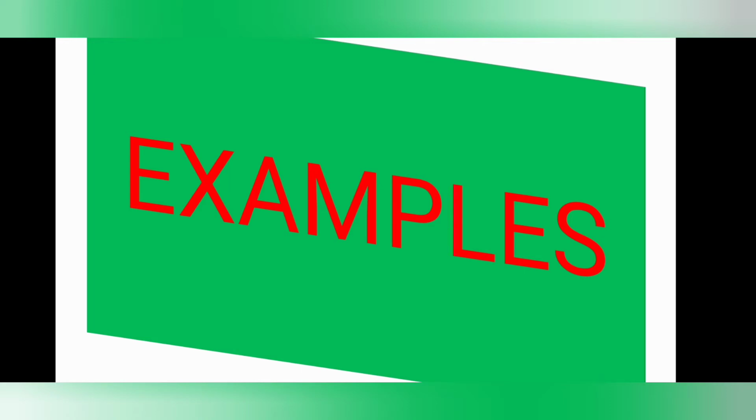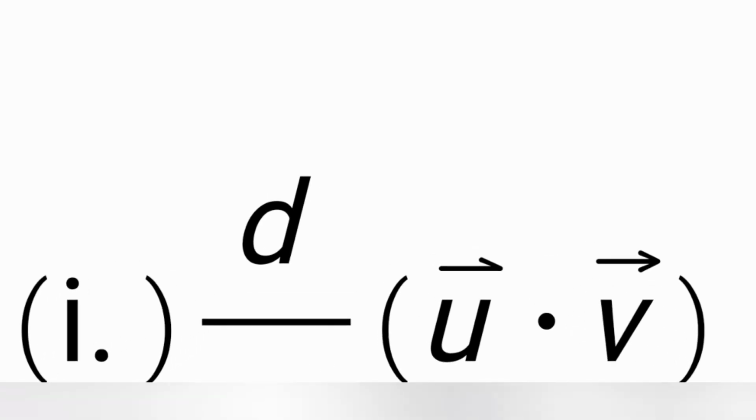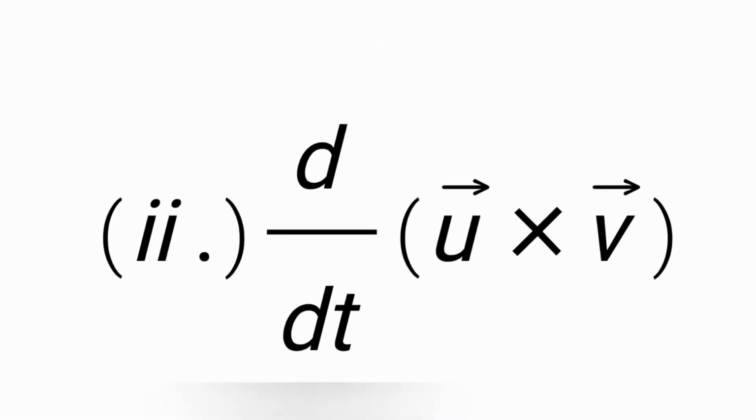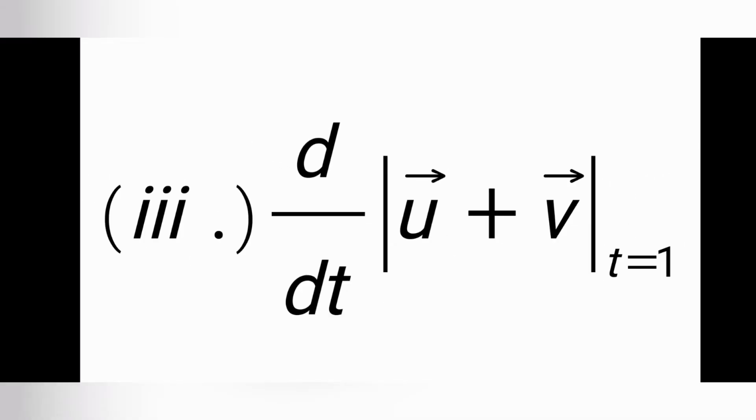Example: if u is equal to t² i − t j + (2t + 1) k and v is equal to (2t − 3) i + j − t k, find (i) d/dt of u · v, (ii) d/dt of u × v, (iii) d/dt of |u + v| at t equal to 1.